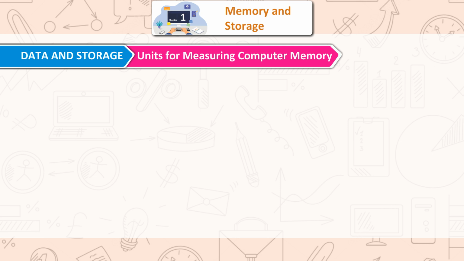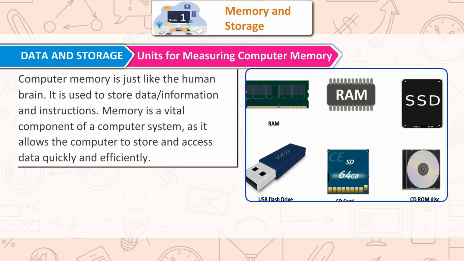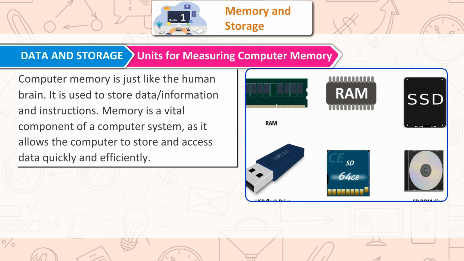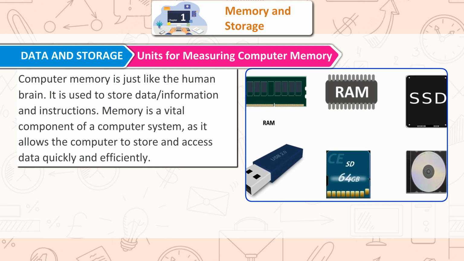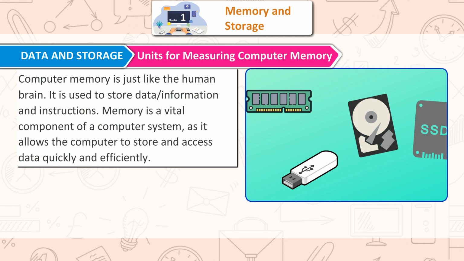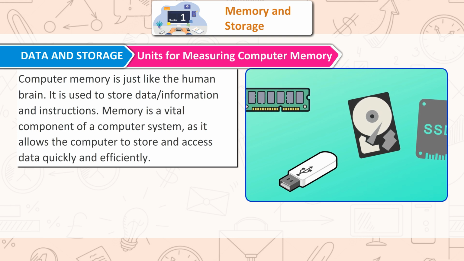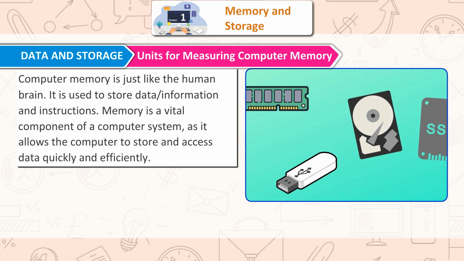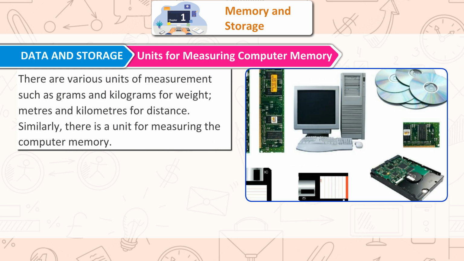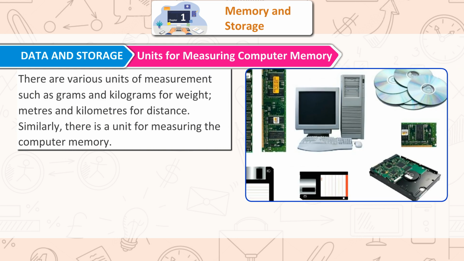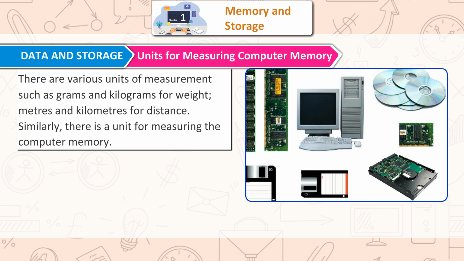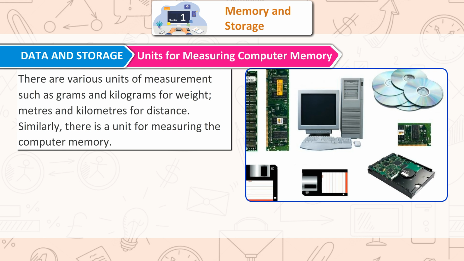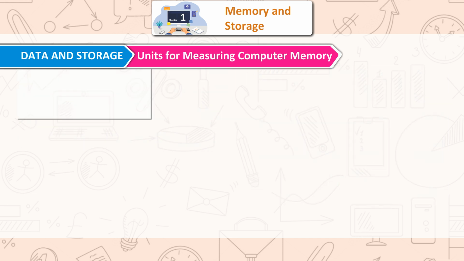Units for measuring computer memory. Computer memory is just like the human brain. It is used to store data or information and instructions. Memory is a vital component of a computer system as it allows the computer to store and access data quickly and efficiently. There are various units of measurement such as grams and kilograms for weight, meters and kilometers for distance. Similarly, there is a unit for measuring the computer memory.